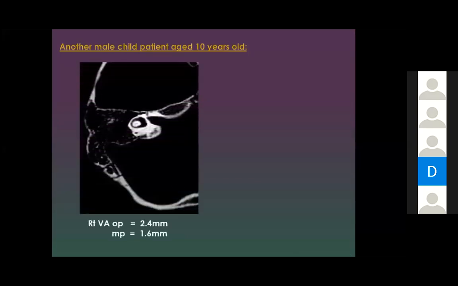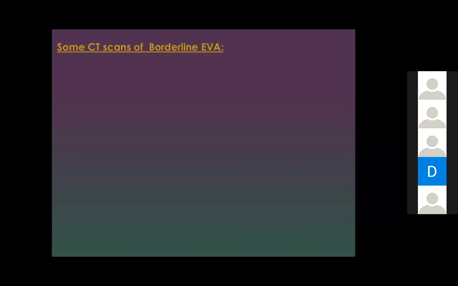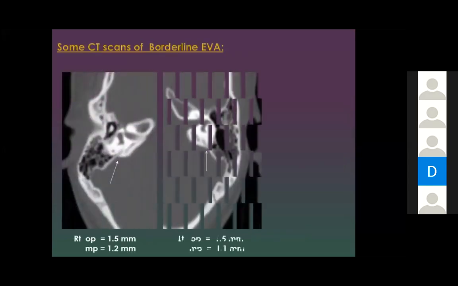This is a male child patient aged 10 years old presented with sensorineural hearing loss, but I can't remember its accurate audiogram configuration. We can see that the operculum is 2 and the midpoint is 1.6, both more than normal dimensions. Borderline EVA.